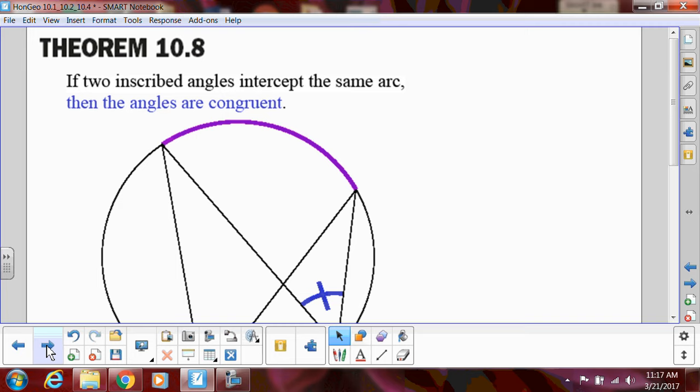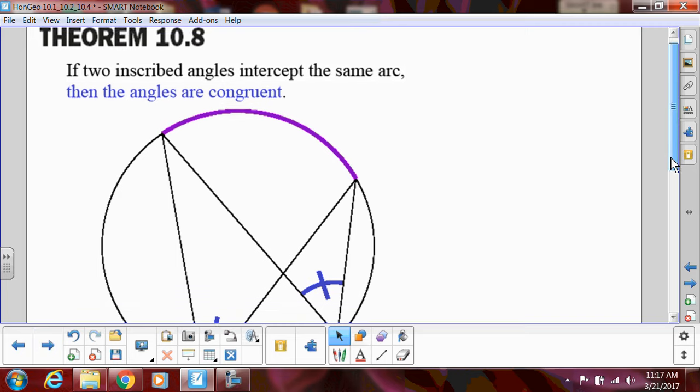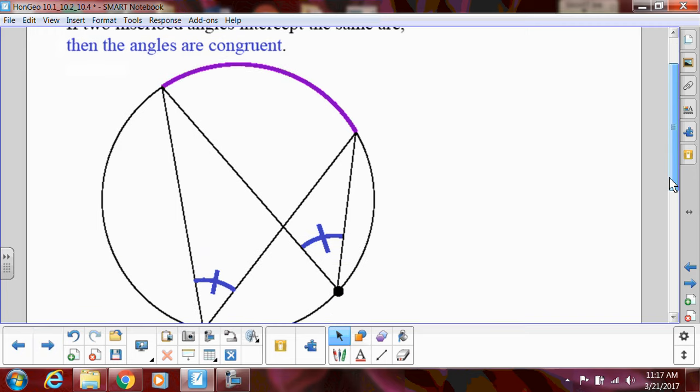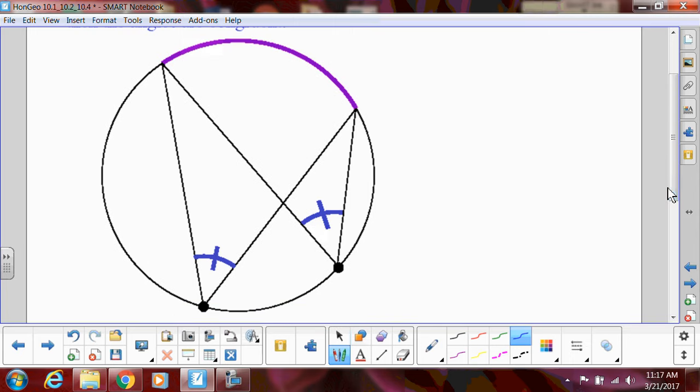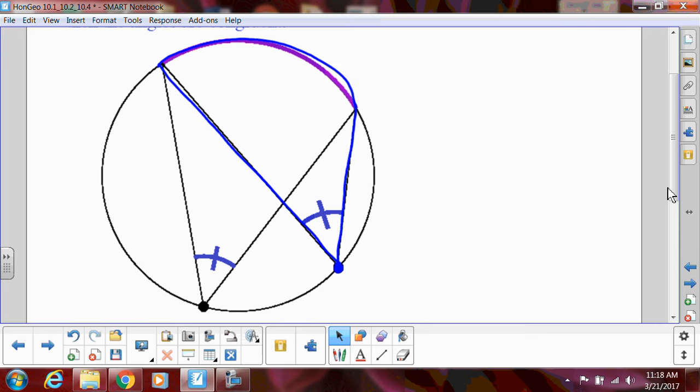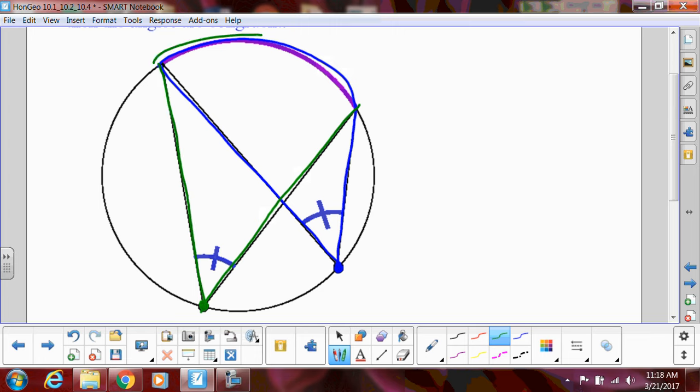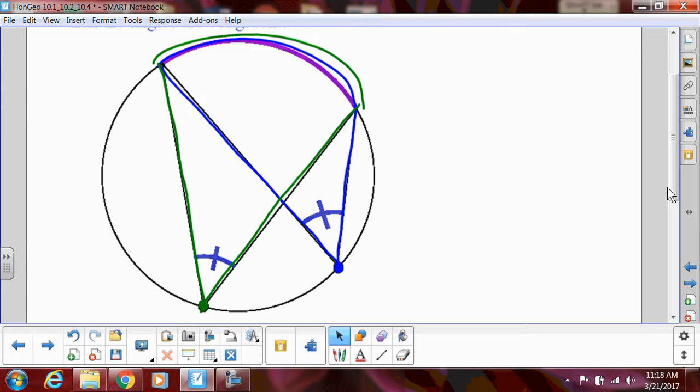Another theorem that we need to know is that if two inscribed angles intercept the same arc, then the angles are congruent. If I trace out this angle right here, this is an inscribed angle with its vertex on the circle, and it has this purple arc as its intercepted arc. And if I trace out this inscribed angle, its intercepted arc is also that purple one. So whatever that purple arc is, these would be half of that. That's why we know those are congruent, even though we don't have any measures to go by.